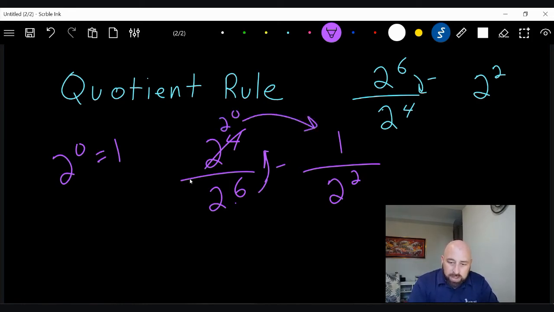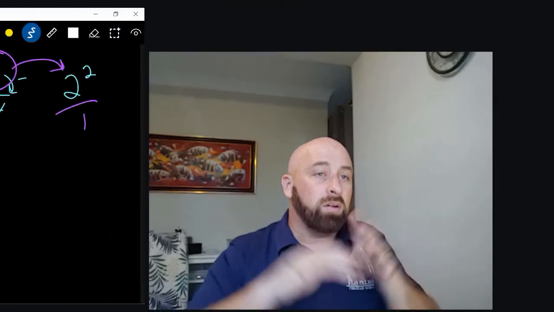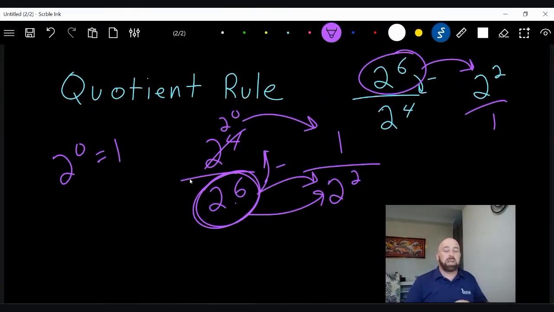Here we get 6 minus 4 is 2, so that gives us the 2 squared. So if the bigger number is on the bottom, which it was here, then we're going to get a fraction. If the bigger number is on the top, like it was here, we're going to get it over 1, which we don't need to write. And so we don't get a fraction. So that's something to pay attention to there with the quotient rule.